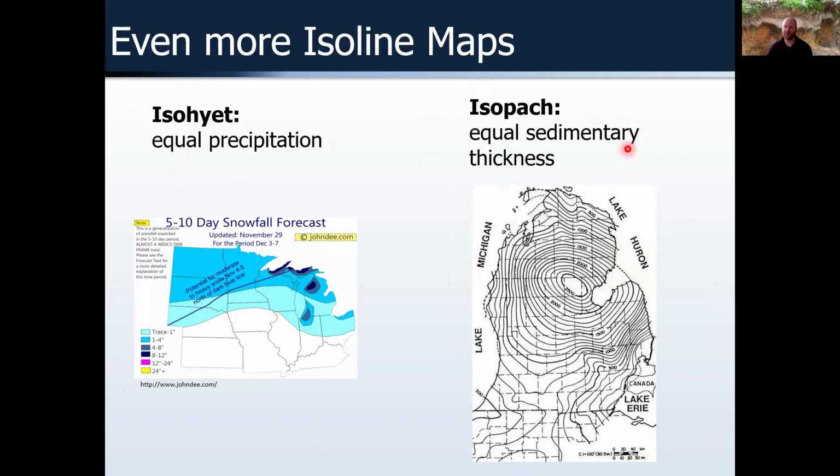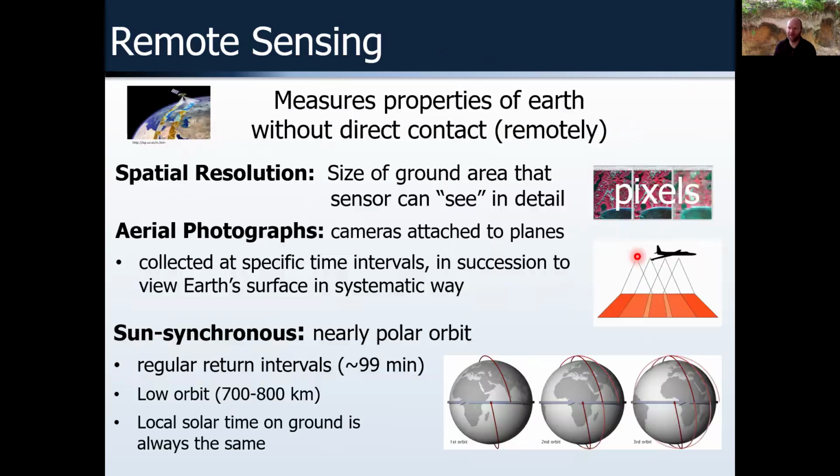And finally, for this lecture review, last but not least, the isopac map, which connects points of equal sedimentary rock thickness. And we will also come back later this semester to think about the Michigan Basin and the geologic history of Michigan. I can't wait.